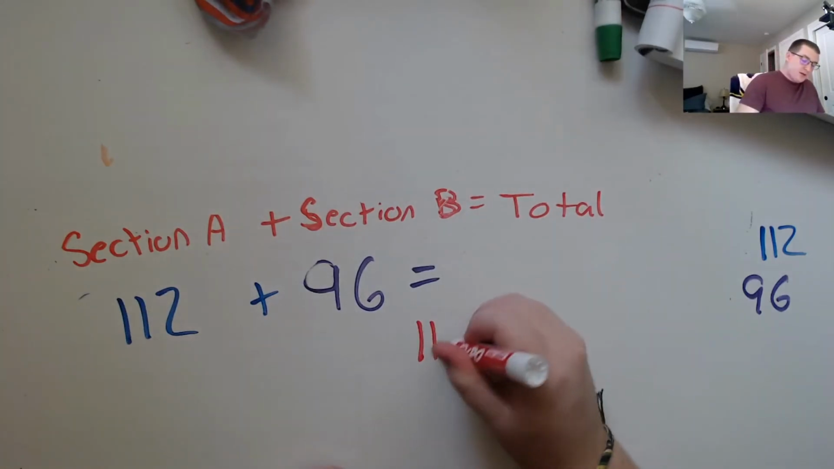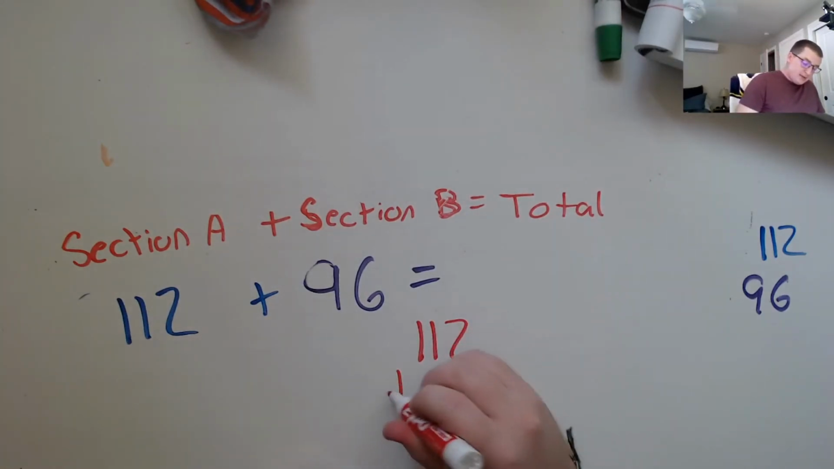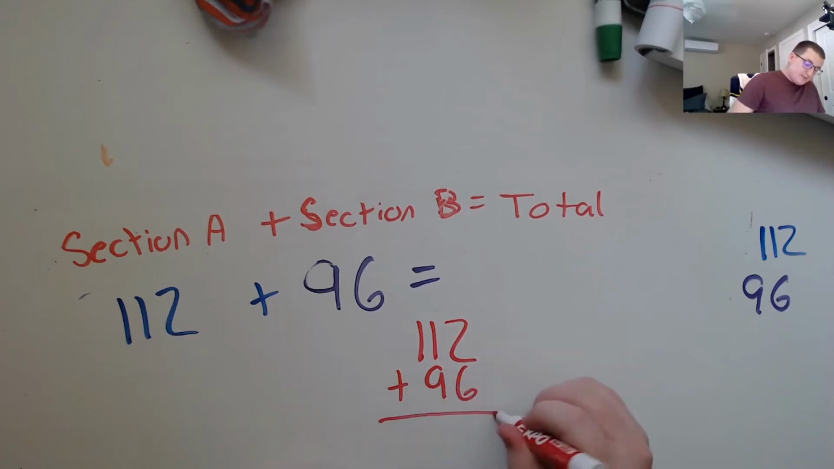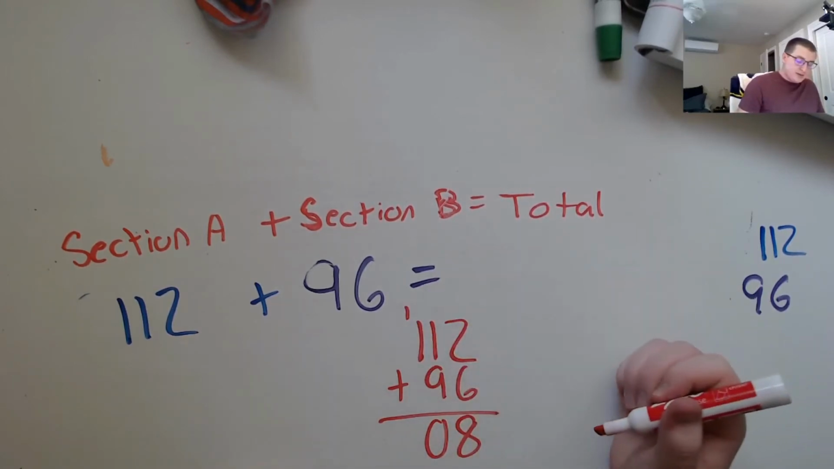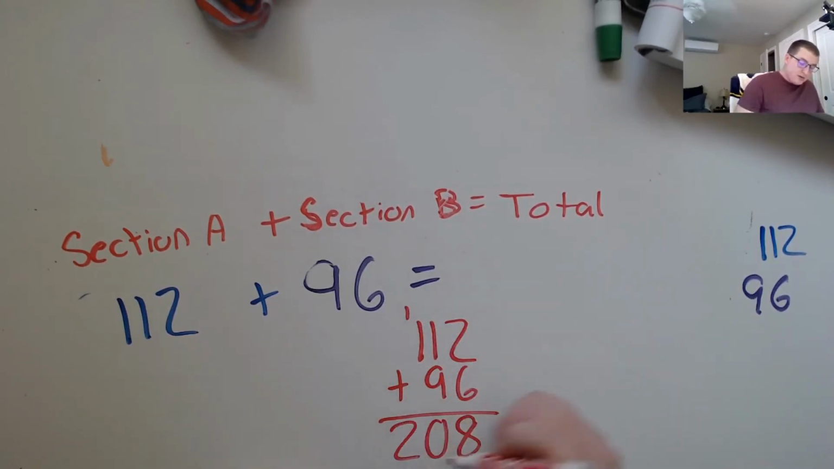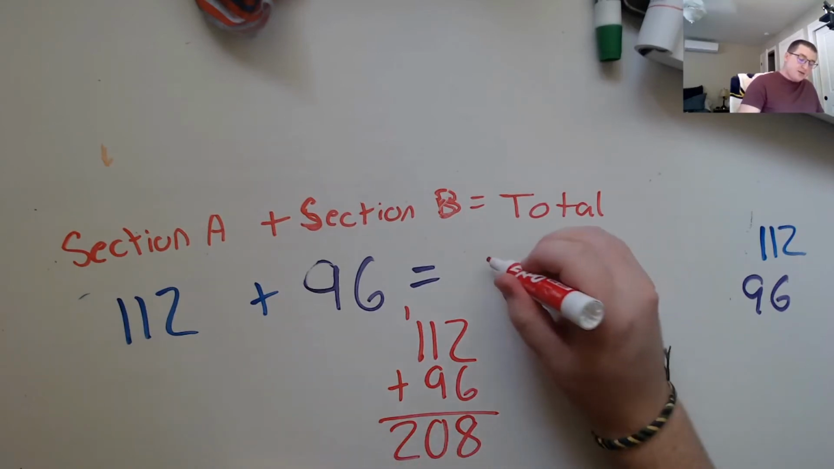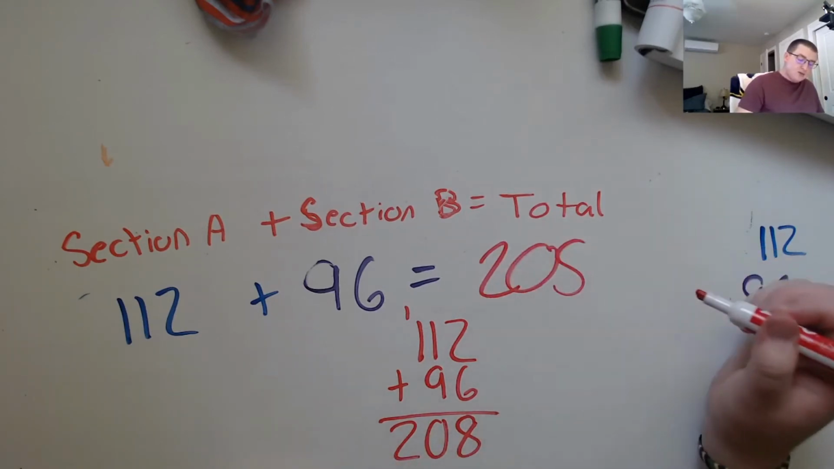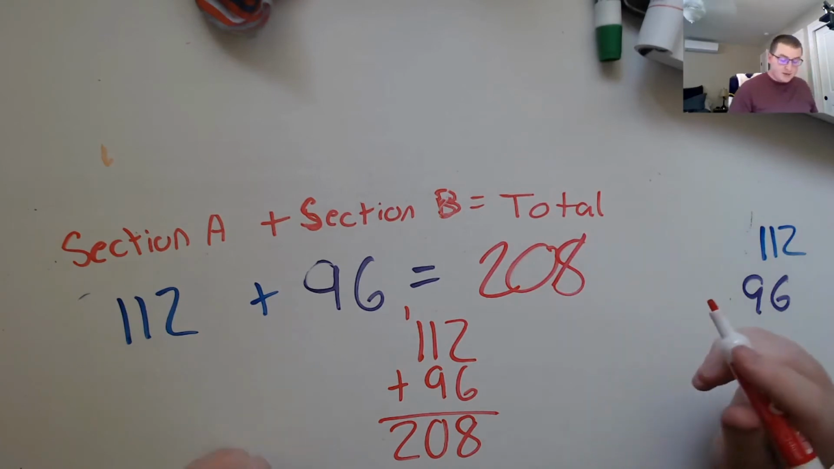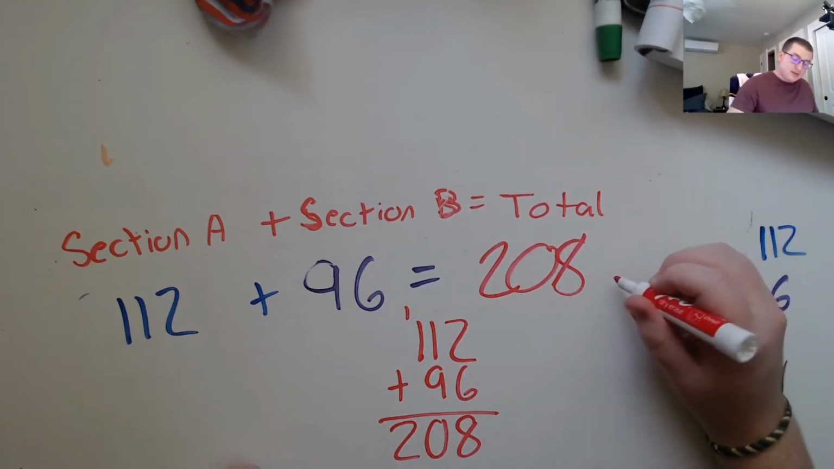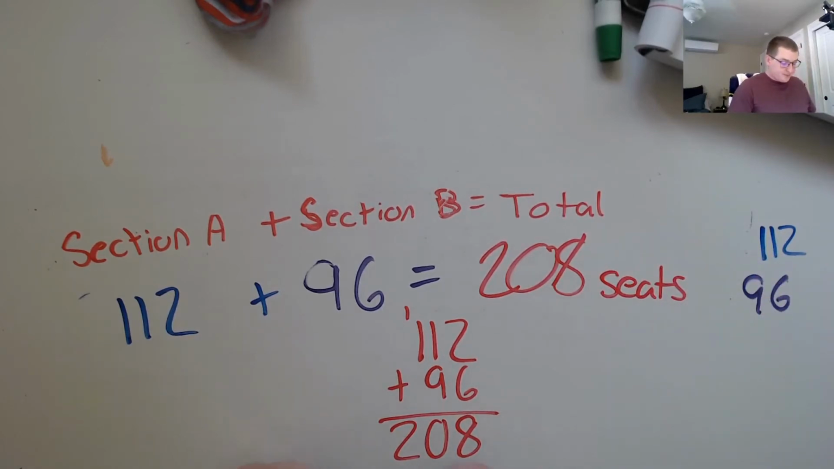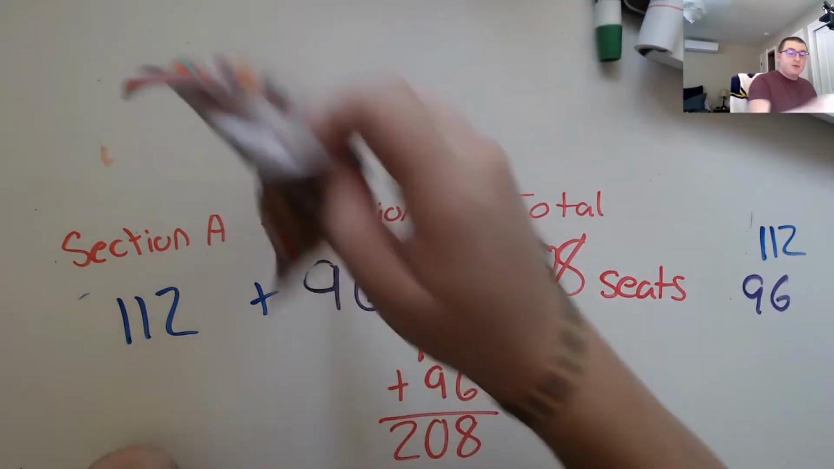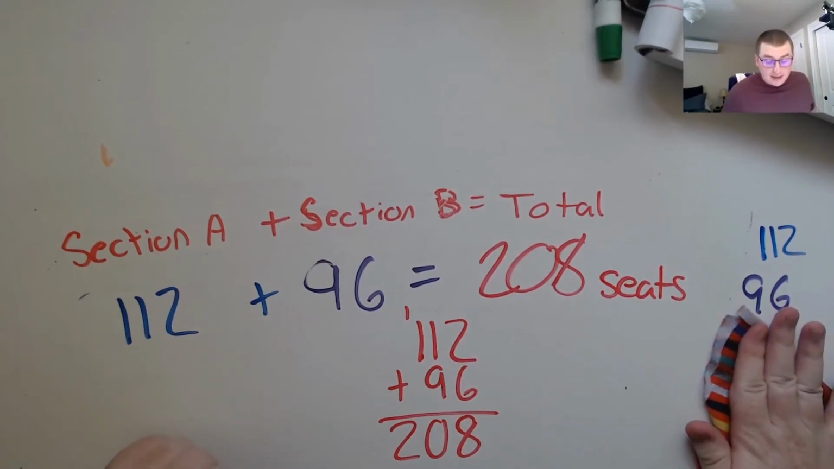If I do 112 plus 96, 2 plus 6 is 8, 1 plus 9 is 10. I'm going to put the 0 down here and regroup up at the top. 1 plus 1 is 2. So our final answer comes to 208, oops, not 200, 208 total seats. And that answers our question. Now, that is how you solve the problem.